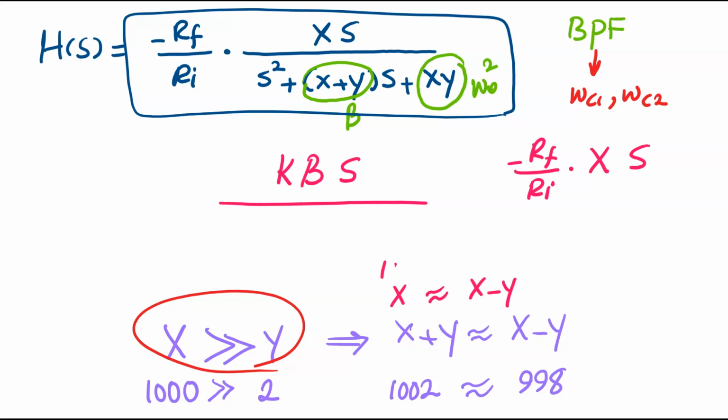For example, if X is 1000, then X minus Y, which is 998, is going to be very close. So I can replace X plus Y by X minus Y, and then it means that here I have beta. If I match the coefficients here, then my gain is minus RF over RI. So the gain can be described by the gain of my inverting amplifier.